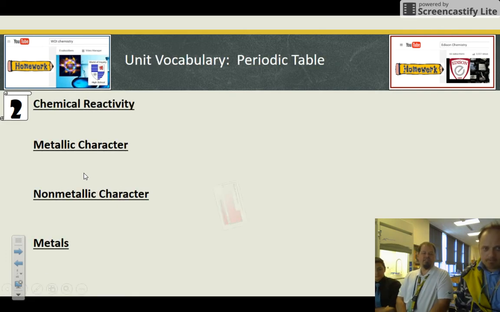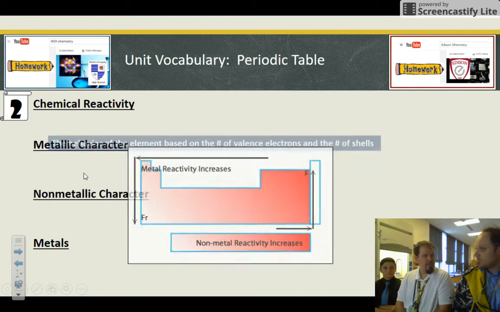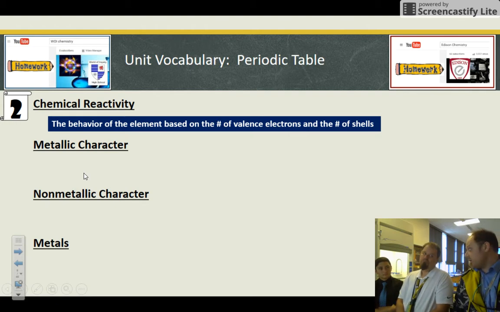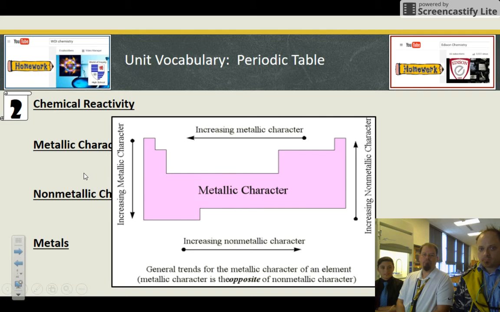Chemical reactivity. So here's a little graph that talks about metal and non-metal reactivity, where the most reactive metals and non-metals are. This is the behavior of an element based on its number of valence electrons and the total number of shells. There are lots of things that go into that, but it's basically the behavior of elements.